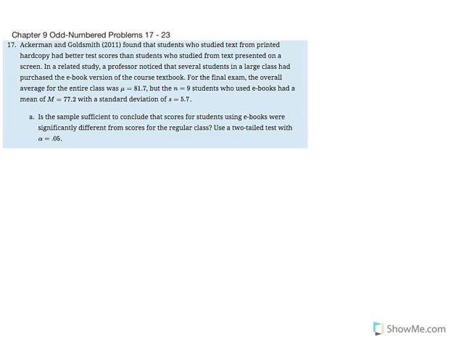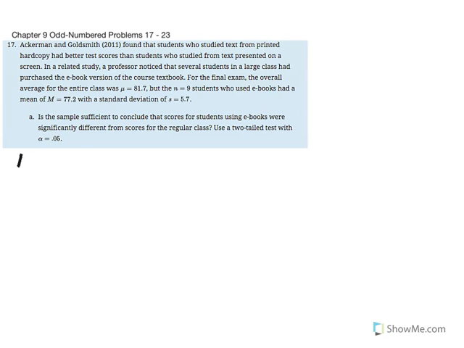In a related study, a professor noticed that several students in a large class had purchased the ebook version of the course textbook. For the final exam, the overall average for the entire class was 81.7. But the sample of 9 students who used the ebook had a mean of 77.2 with a standard deviation equal to 5.7. Is the sample sufficient to conclude that the scores for students using ebooks were significantly different from scores for the regular class? Use a two-tailed test with alpha equal to 0.05.